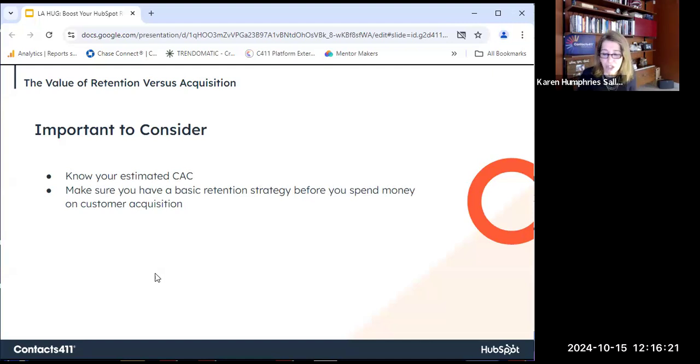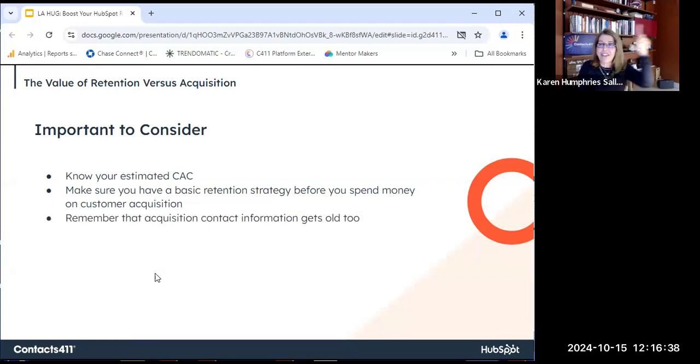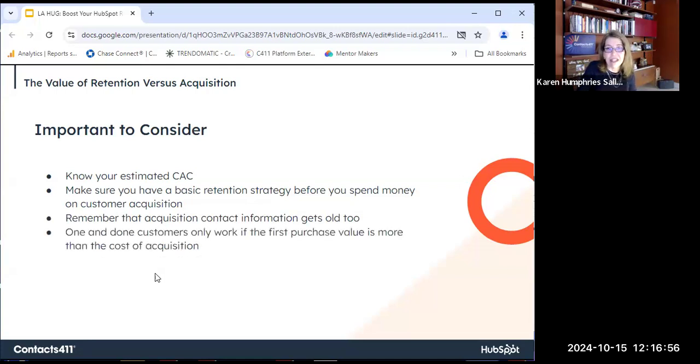But you've got to make sure that once that prospect converts into a customer, how are you going to keep them? Because you have to pay for those. And don't forget that acquisition contact data gets old too. So if you got that information a year ago, whether you got it from ZoomInfo or Apollo, that data is getting old too. So you've got to make sure that you're updating that as well.